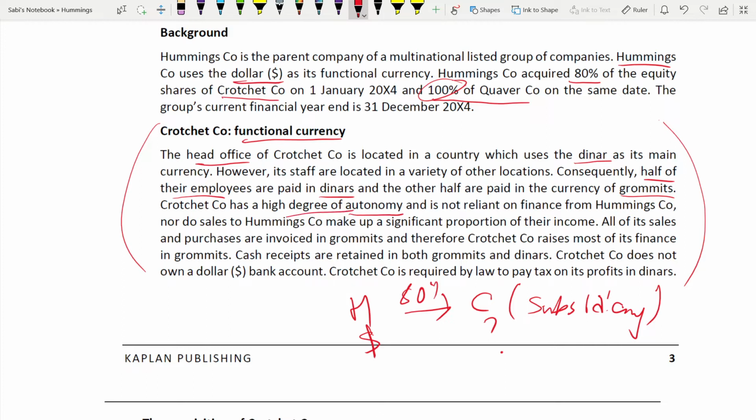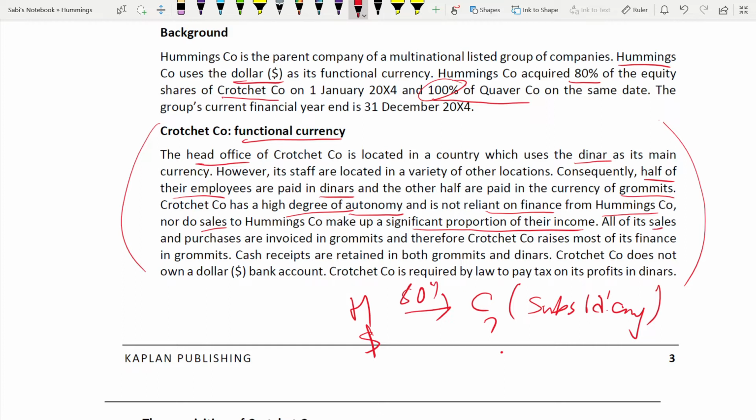High degree of autonomy means what? The subsidiary has freedom from its parent. They are not so dependent on the parent. They are not relying on finance from the parent, nor do sales to the parent company make up a significant proportion of their income. All this gives you a hint that the parent's functional currency should not be the subsidiary's functional currency in this case, because number one, high degree of autonomy, they are not relying on finance, and a higher proportion of sales is not to the parent company. But anyway, let's read more.